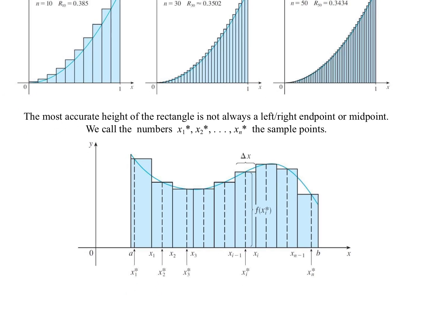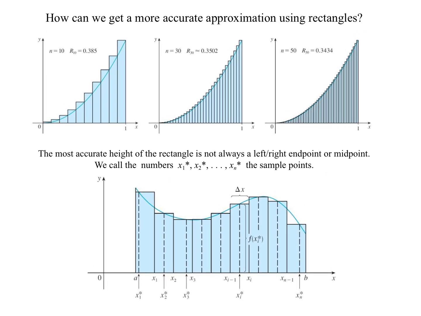Now, the most accurate height of a rectangle is typically not just at a left endpoint or a right endpoint or even at a midpoint. So just in terms of some terminology, whatever x value we use to determine the height of our rectangle within the individual interval, or within the width of each rectangle, we can call those our sample points. So you can see here, this sample point at x sub 1 is not a left endpoint, it's not a right endpoint, and it's not a midpoint. So again, it doesn't have to be one of those things. Those are just typical ways that we will calculate.